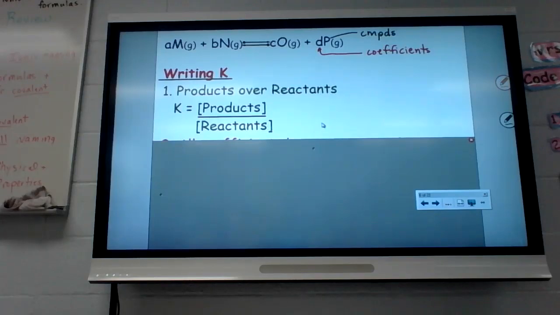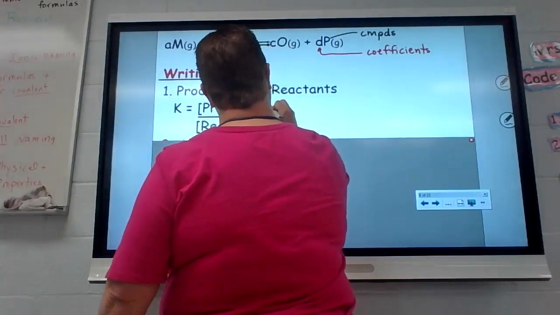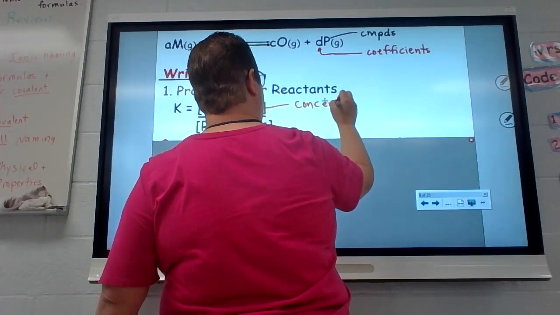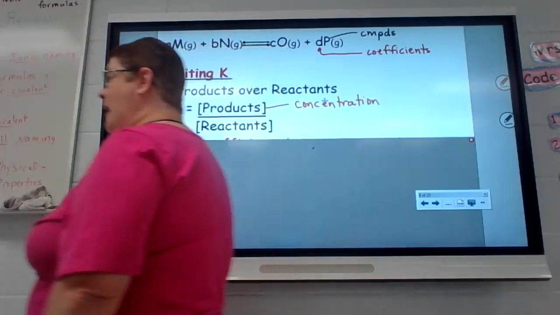So it's gonna look like this. Okay? The brackets, the little brackets represent concentrations. Okay, that's all the brackets stand for.